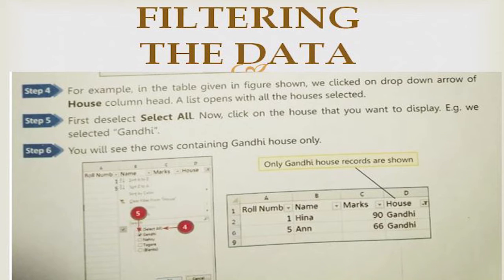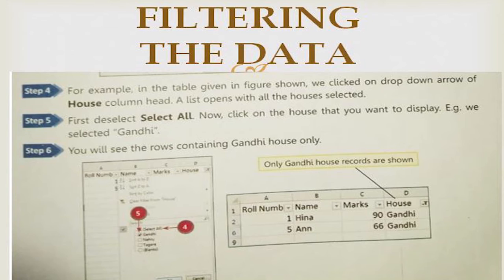For example, in the table given in the figure shown, we'll click the drop-down arrow for the house column head. A list with all houses will be shown. Step 5: First deselect Select All. Now click on the house that you want to display. For example, we selected Gandhi. You will see only the rows containing Gandhi house.